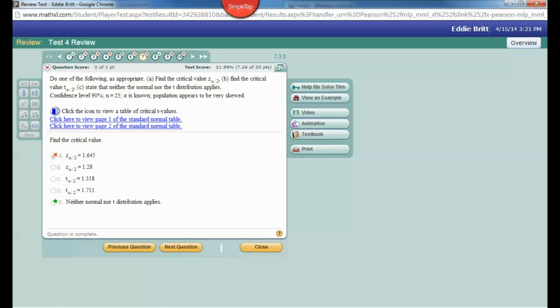Do one of the following as appropriate. Find the critical value z sub alpha over 2, find the critical value t sub alpha over 2, or state that neither the normal nor the t distribution applies. Okay, so it's really going to depend on a few things, right? It's going to depend on whether or not we know sigma, or is the population skewed and we don't know sigma? Is the population approximately normal and we know sigma? Or vice versa. So we have a lot of things to look at.